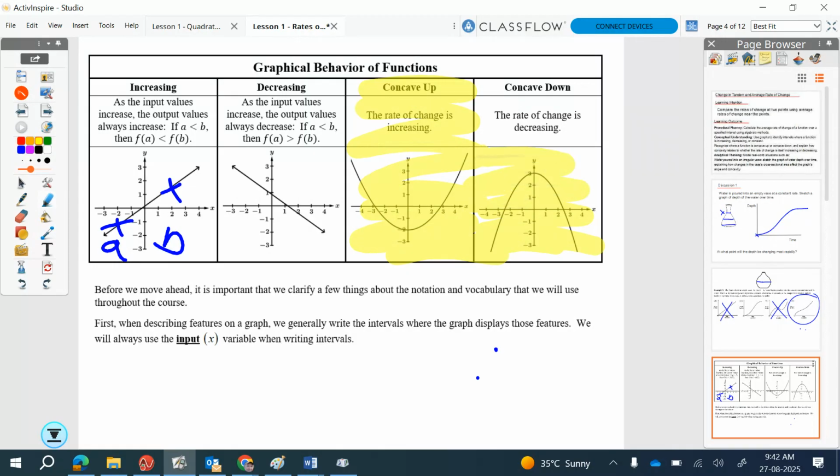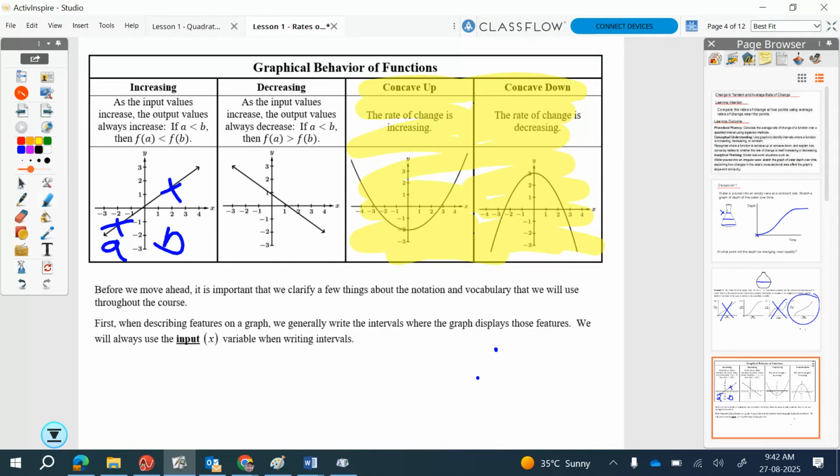This is going to be quite new to you. Maybe we aren't familiar with what these words mean, concave up and concave down. If we consider a function and it's got a smiley face to it like this, we can see that the function is concave up. If it's got a sad face to it here, we say that the function is concave down.